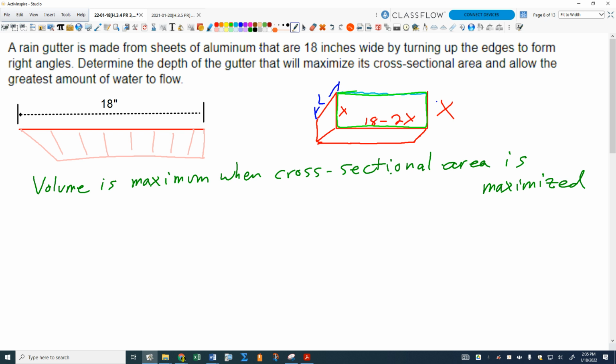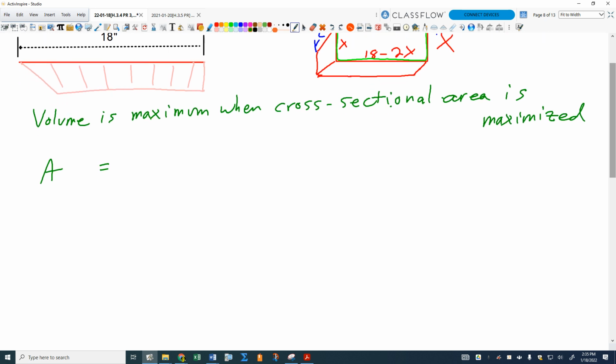So I think I heard it. What was it again? Somebody said it. I knew I heard it. What is it? Say it again, Trey. 18 times x, yeah, right? Just height times length, or height times width.